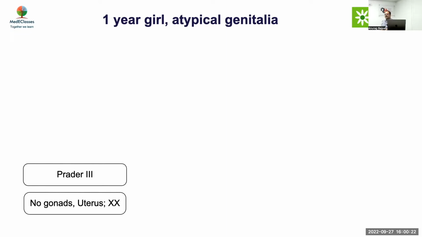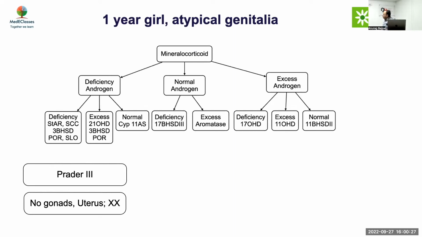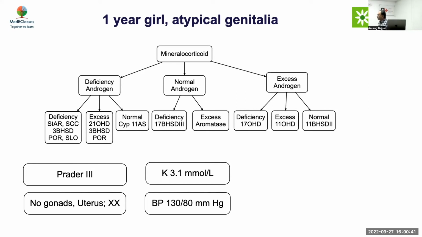So this is a XX DSD. So there is androgen excess. We know androgen is excess. Now the next step is potassium is 3.1. So mineralocorticoid is... So you have now a scenario in which you have high mineralocorticoid and high androgen. So excess mineralocorticoid, excess androgen, only one diagnosis, 11 hydroxylase.